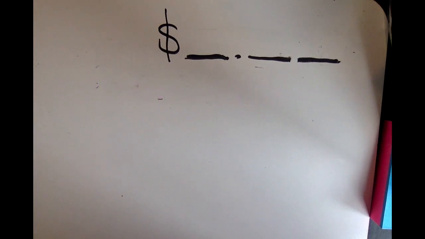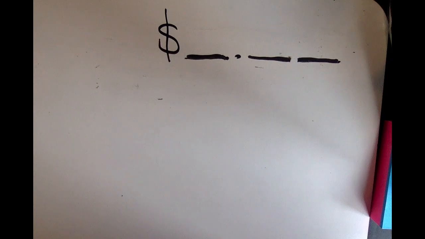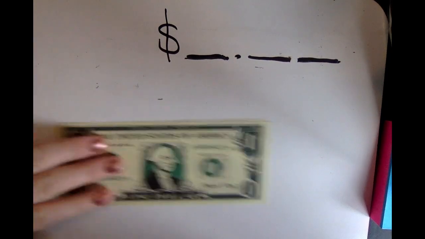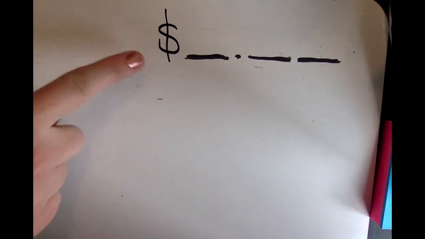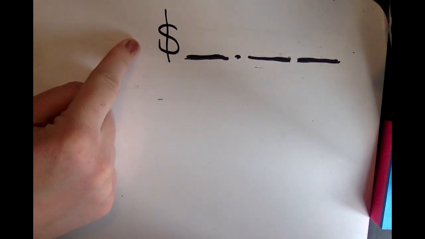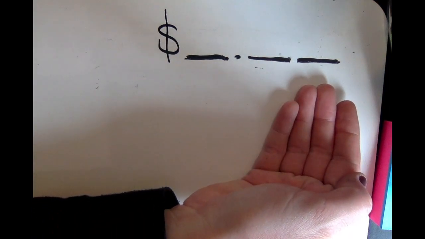Okay, so we have reviewed counting coins using touch points, and we have reviewed adding up bills. So now we are going to work on putting the two together. So let's start by talking about this. This is how we are going to write our amount of money that we have.